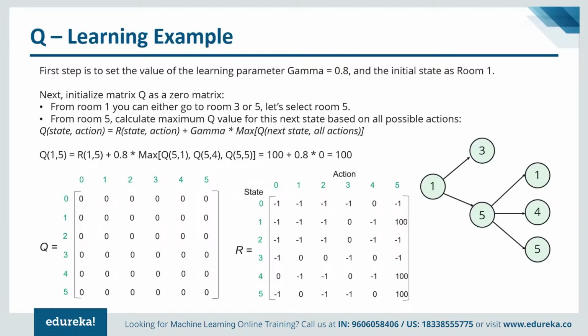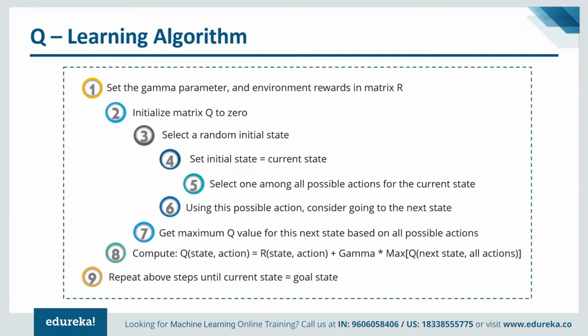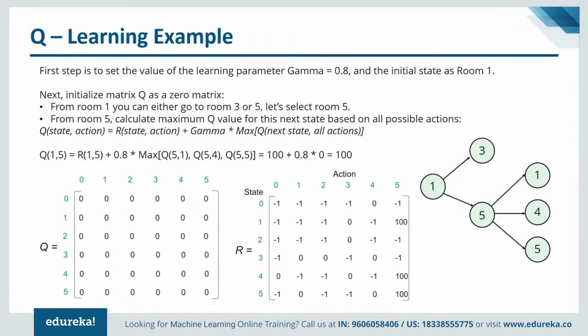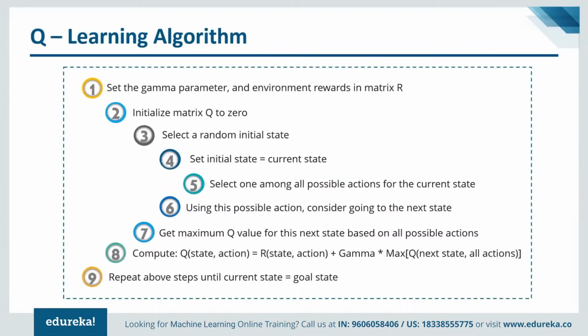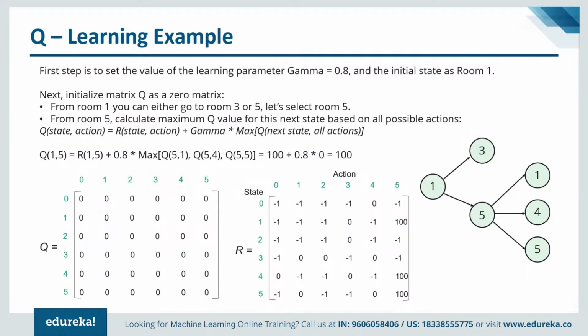And here it says that the first step is to set the gamma parameter. So let's do that. The first step is to set the value of the learning parameter, which is gamma, and we've randomly set it to 0.8. The next step is to initialize the matrix Q to 0. So we've set matrix Q to 0 over here, and then we'll select the initial state. The third step is to select a random initial state, and here we've selected the initial state as room number 1.